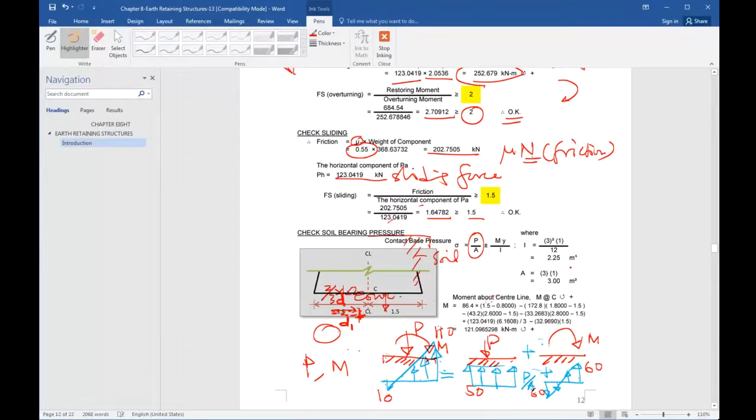And what about for the moment? It gives you M over I, right? Remember that very famous formula, sigma over y equals M over I, the beam formula. So everything is talking about the moment about the center, about the C here. So we're talking about the moment about C. How are you going to work out the moment about the center line C?